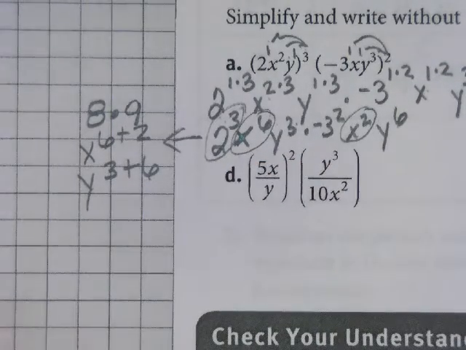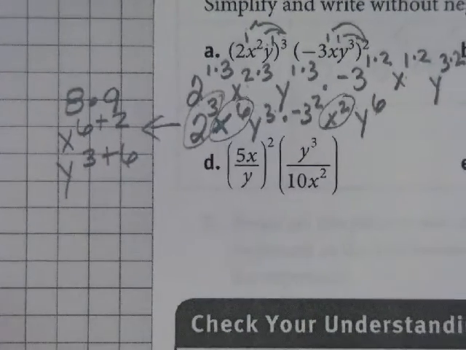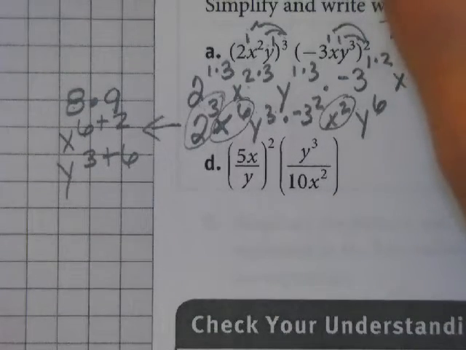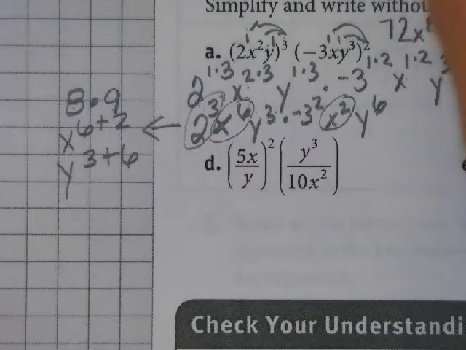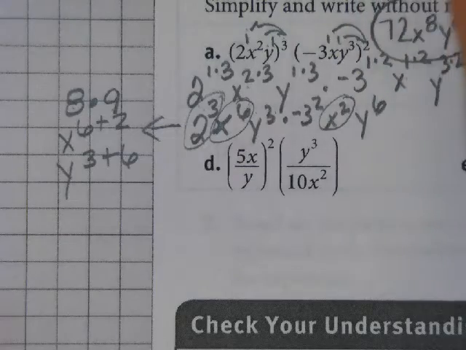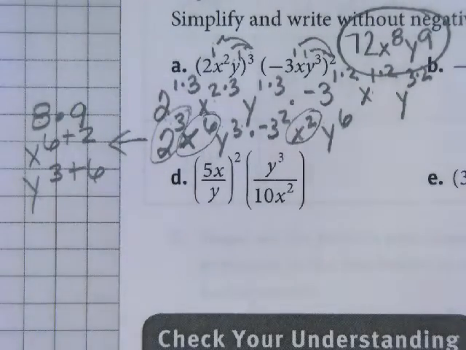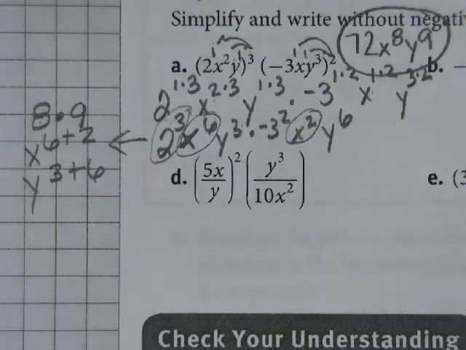That's a lot of writing. So what do we get? What's 8 times 9? 72, x to the 8, y to the 9. Very nice. Okay, so process that. I know it's a lot of writing to write out these steps, but until you get really good at that, and guys, I've been doing this for a long time, I still write out my steps because I want to see what's happening.